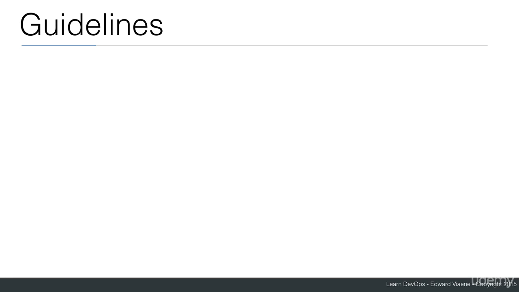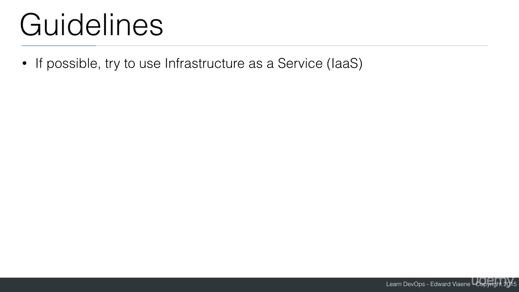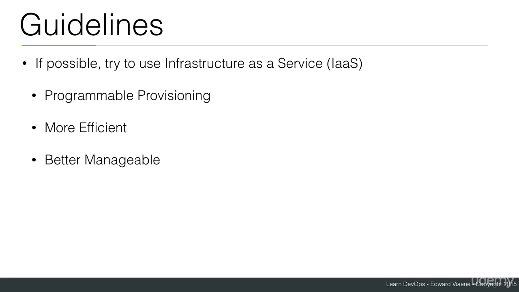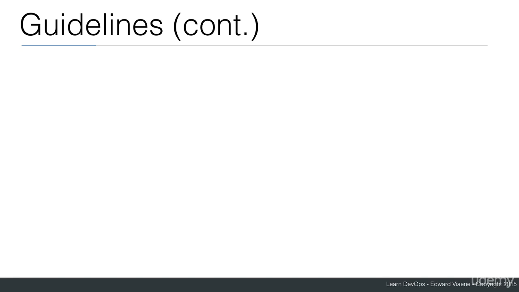Let me go over some guidelines with you. First, if possible, try to use infrastructure as a service. This can be with OpenStack if you do on-site deployments or by adopting cloud. The reason is that you have a programmable provisioning process, so it will be more efficient to quickly run a machine and tear it down when it's not necessary anymore. It's also better manageable this way. And of course, it makes your infrastructure a lot simpler.